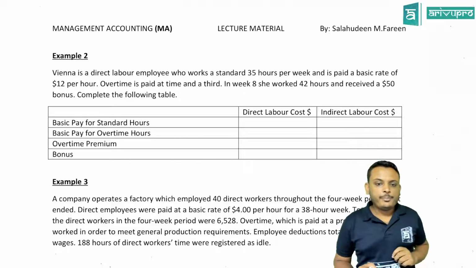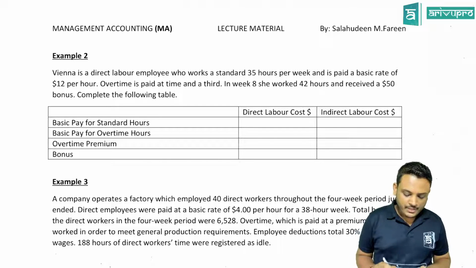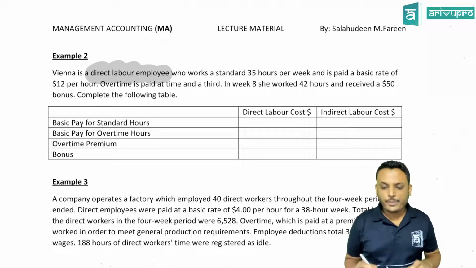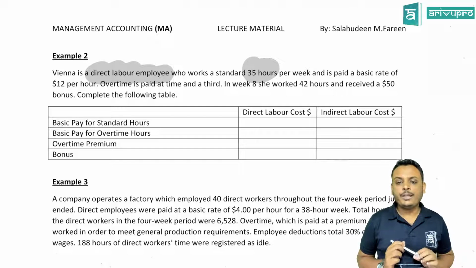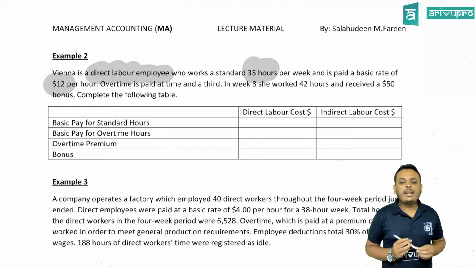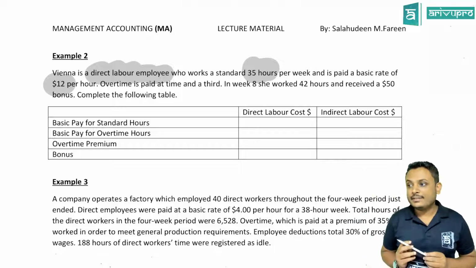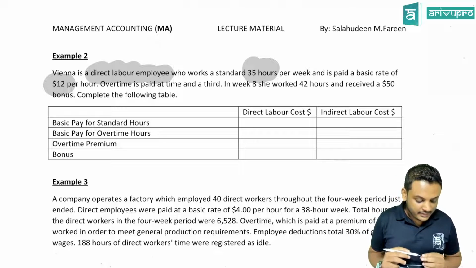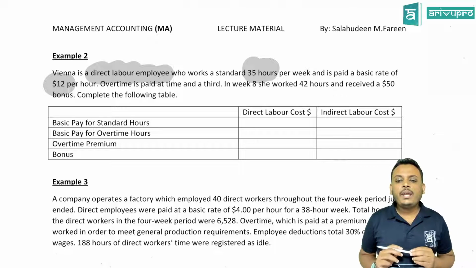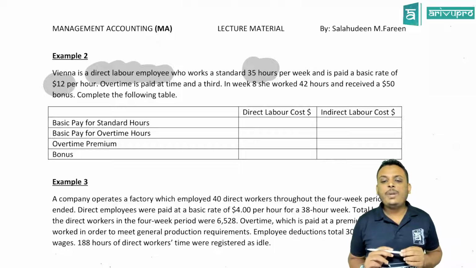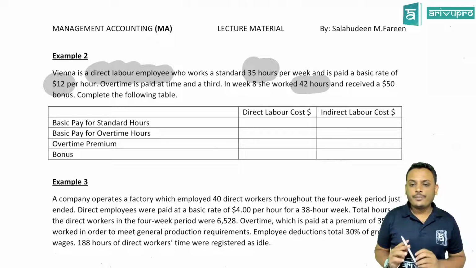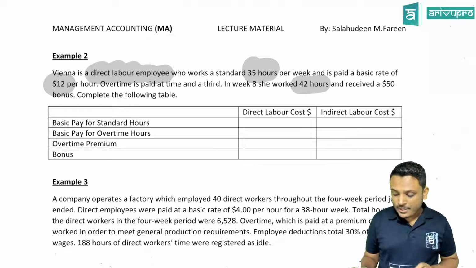Vienna is a direct labor employee. You need to consider that also. She is a direct labor employee who works a standard 35 hours per week, and is paid a basic rate of 12 per hour. Overtime is paid at a time and a third, not time and a half. In week 8, she worked 42 hours in total and received a 50 bonus.